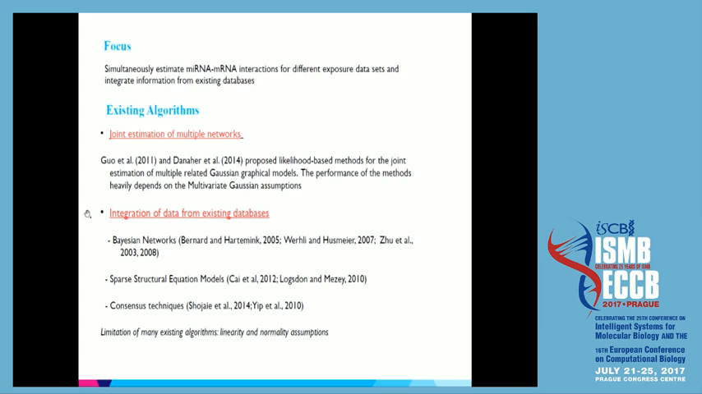And there are many methods integrating different kinds of information from existing databases, including Bayesian networks, consensus techniques. I mean, there is a wide literature on that. But the limitation of many existing algorithms is the linearity and Gaussianity assumption that are often made. And when these are not met, usually the algorithms are really computationally expensive. So this is kind of the problem.